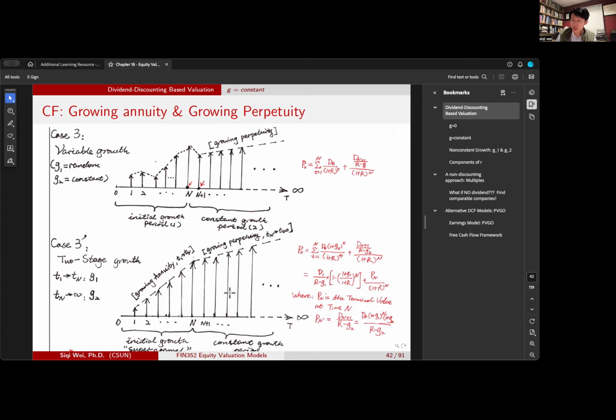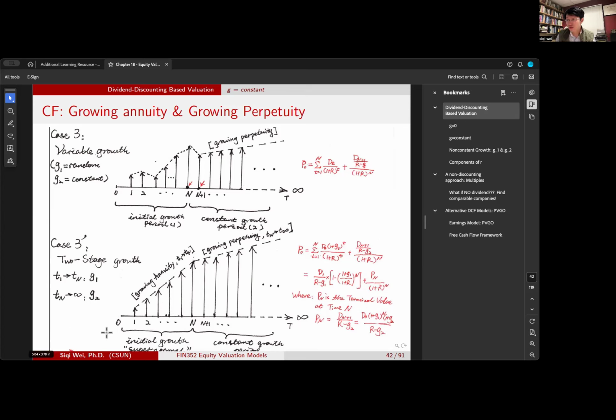Not sure if you still remember the in-class example we have. We discount back all the second stage cash flows to the ending point of the first stage. We call that number the terminal value. The second step is to discount back that terminal value along with the first stage cash flows to the present, sum them up. That gives you the share price.